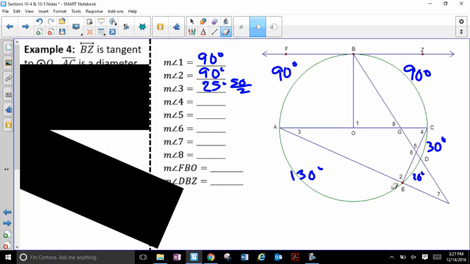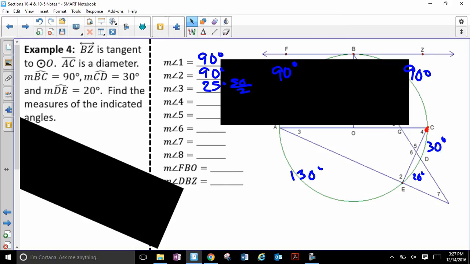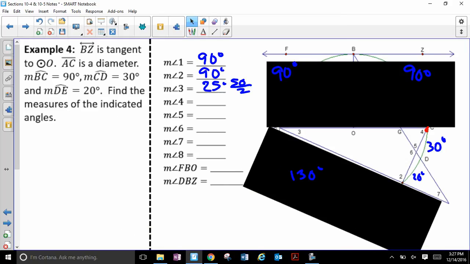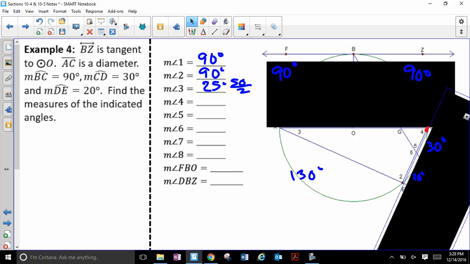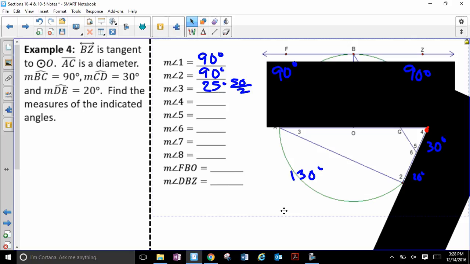All right, next, we want angle 4. So angle 4, the vertex is on the circle again at point C. Okay, so when the vertex is on the circle, angle 4, we have to take the arc and divide it by 2. So if I cover everything else up and just follow the edges of the angle, I see that it goes with arc 130. And so I take 130 and divide it by 2, and you get 65 degrees.